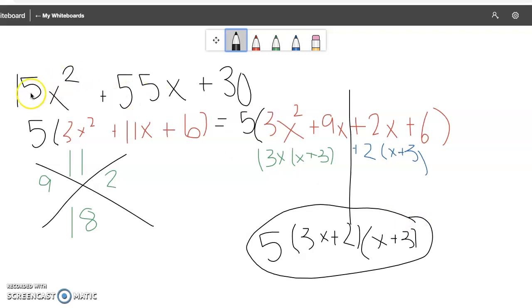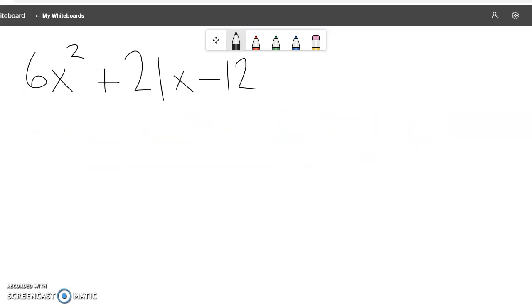Again, if you did not factor out the 5 from the beginning, you would have had something that could have still continued to be factored in your final answer, so you wouldn't have fully factored the question. I have another example, so if you choose to keep watching, here is example 2.